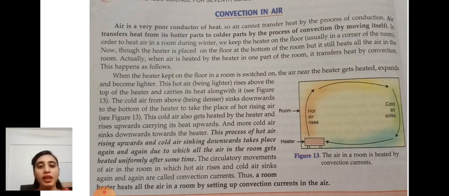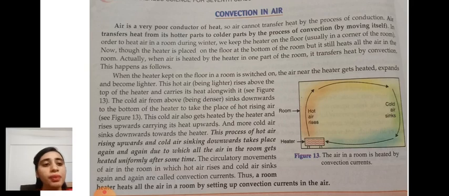Now, in order to heat air in a room during winter, what do we do? We keep a heater on the floor, in the corner of the room or in the center of the room. Now the heater is placed on the floor at the bottom of the room, but it still heats all the air in the room. How is this possible? By which process? By the process of convection. Actually, when air is heated by a heater in one part of the room, it transfers heat by convection.